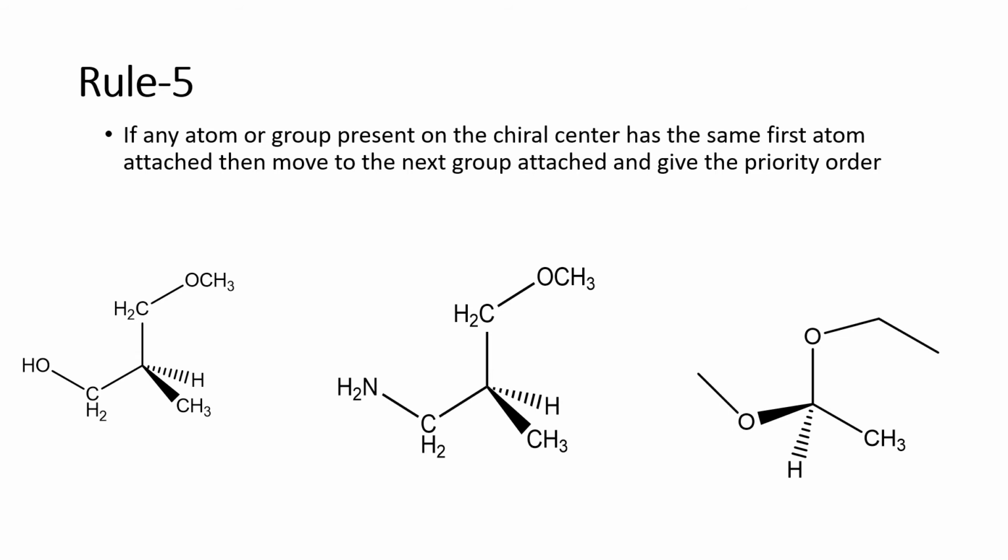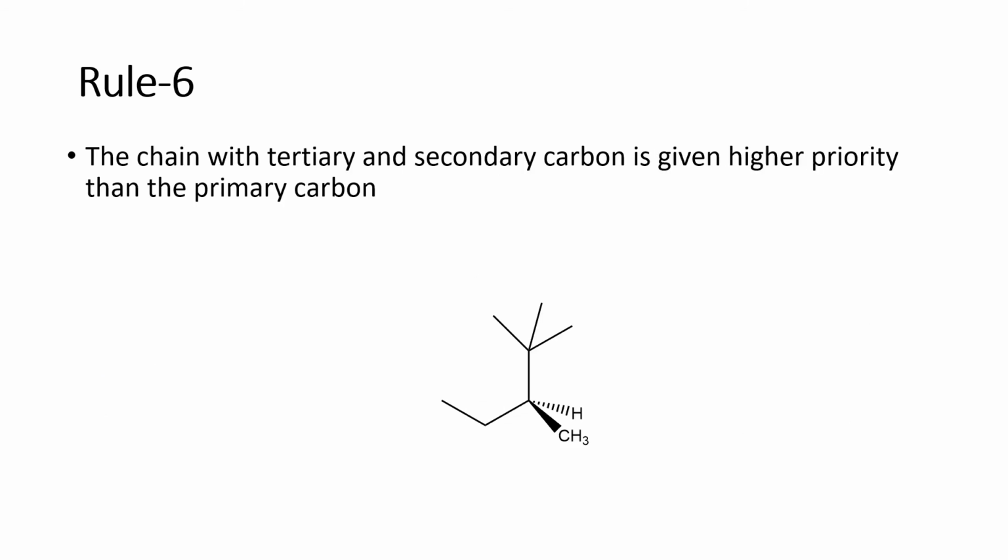This is CH3. So given as a third one, no problem with that. Here you can see that the CH2 groups are the same, so you cancel these two. Next comes the OH and OCH3. This is therefore the same thing. So 1, 2, 3, 4. This is 1, then this is 2, this is 3, and this is 4. The same way you can assign all the groups as 1, 2, 3, 4, and give the R or S configurations. So this is rule number 5.